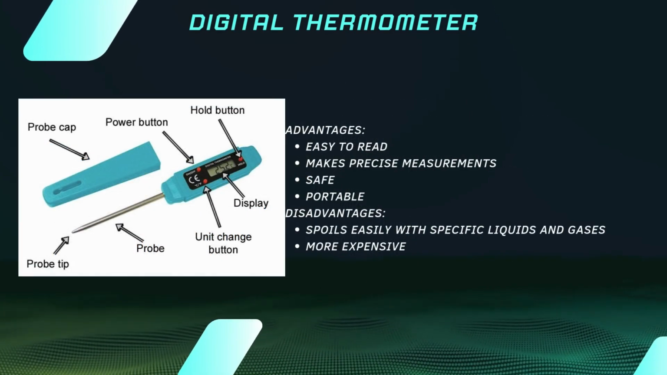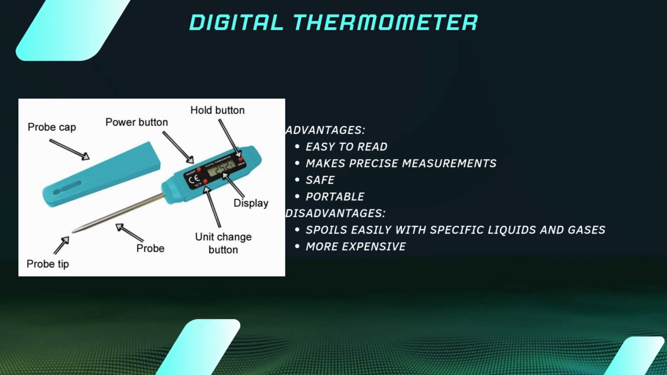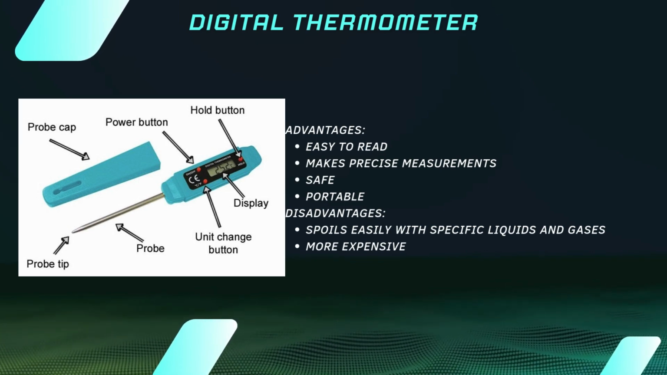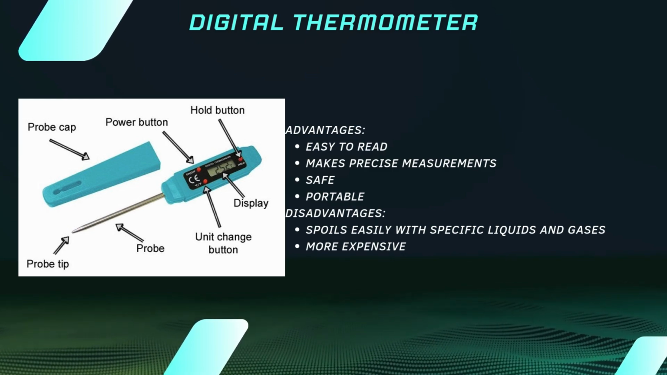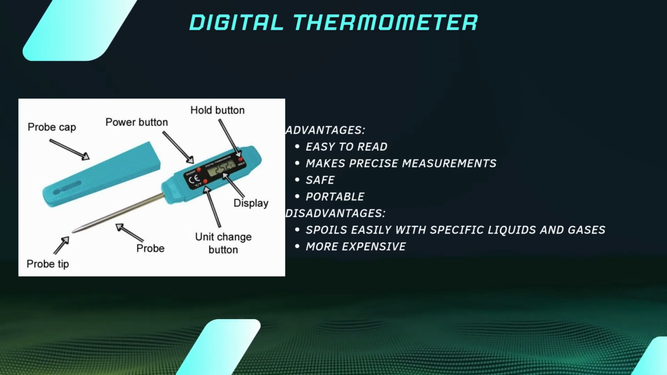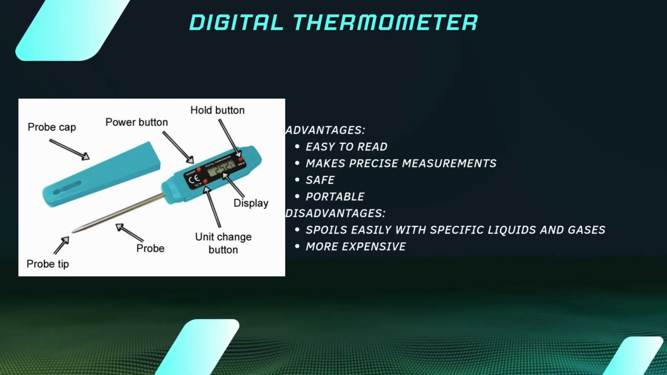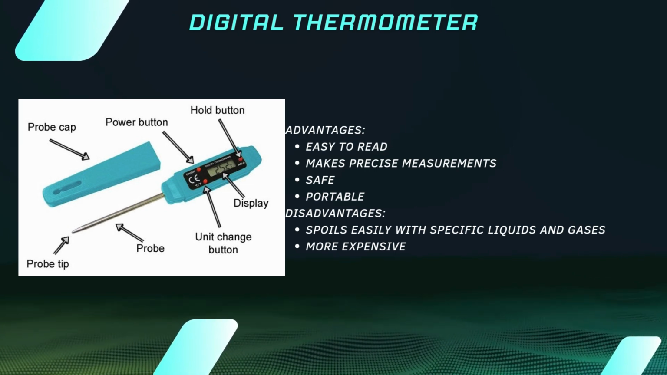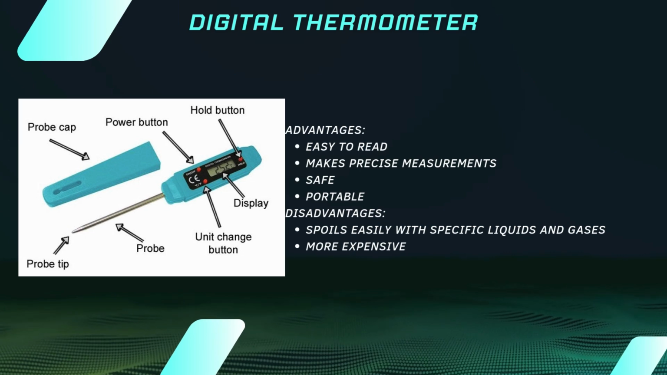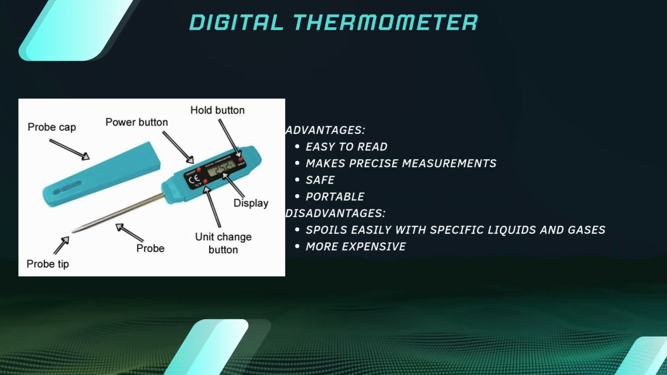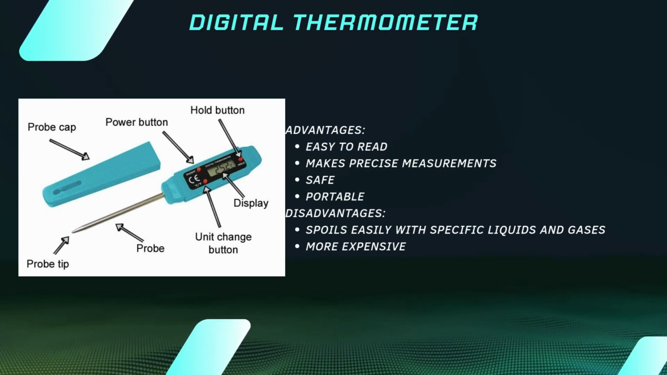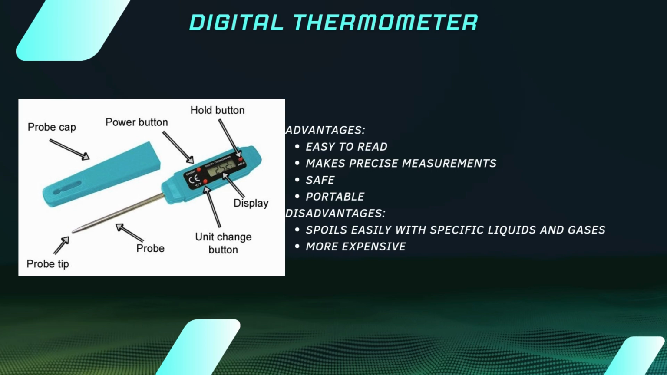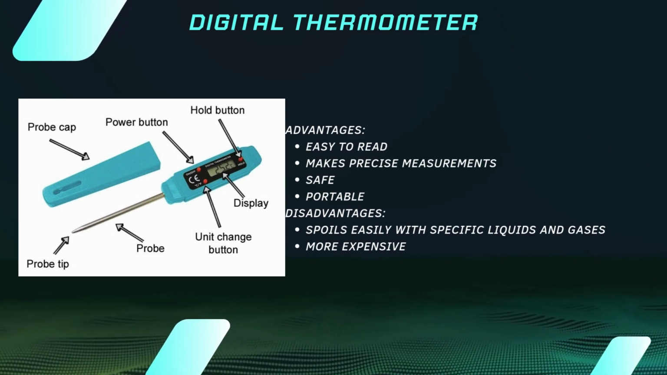In contrast, digital thermometers are easier to read and make more precise measurements than mercury thermometers. They are easier to read and they are safer too and conveniently portable. Unfortunately, they are also dependent on batteries, so they need to be replaced. They can spoil easily too when exposed to specific liquids or gases, as opposed to non-digital versions. Furthermore, they are generally more expensive than them too.